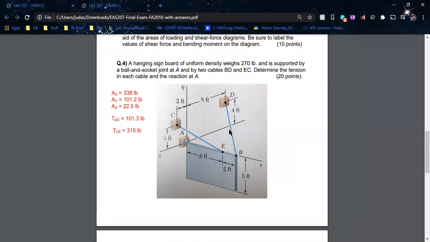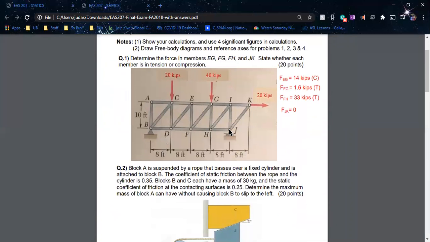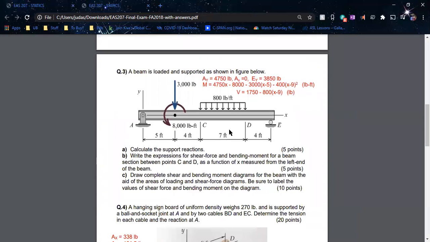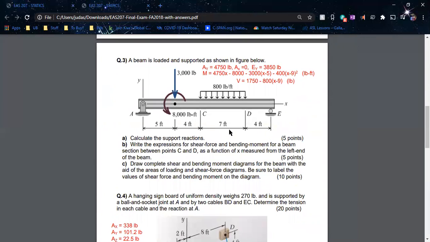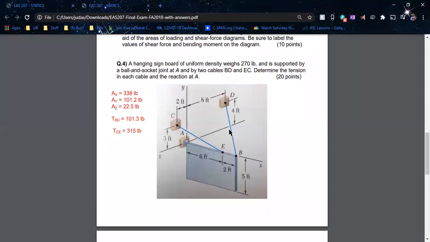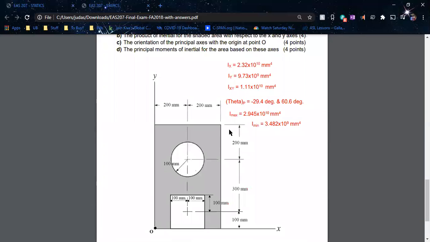So just right there, that's basically what your 5 different problems are. You're going to have a truss problem. You're going to have something with friction, cylinders, pulleys, and then possibly wedges, tipping and slipping. You're going to have a beam problem where you have to find support reactions, probably expressions for a specific section of the beam, and then draw your diagrams. You're going to have some kind of 3D machine or 3D support problem, and then a problem about centroids and moment of inertias. So that's more or less what you're going to encounter on this final.